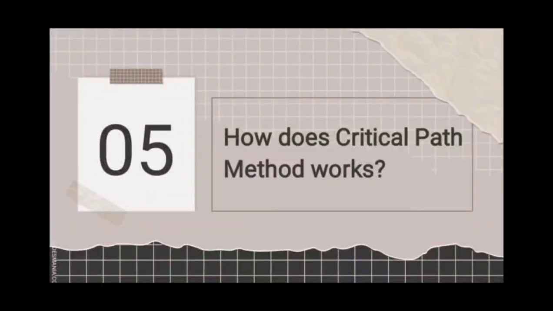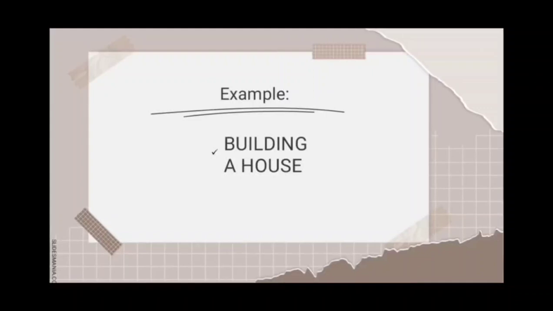How does critical path method work? For example, building a house. Here, your project is house building, and you really need to use critical path method in doing this kind of project. You need to make a precise plan, like your budget plan and the time frame of the project.